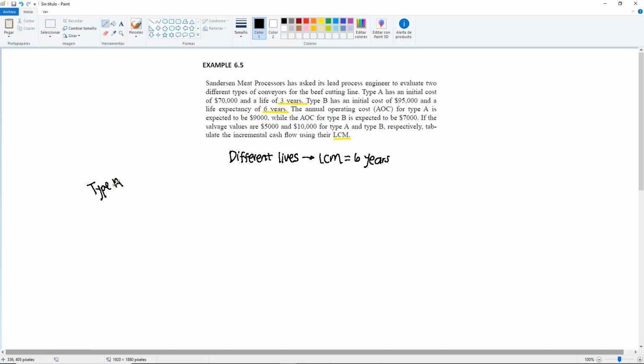If Type A has a life of 3 years, then that means that we can fit 2 cycles into the LCM. So we're going to repeat the 3 years twice. So it's going to require 2 cycles. Okay, so let's draw this. This will be for 6 years: 0, 1, 2, 3, 4, 5, and 6.